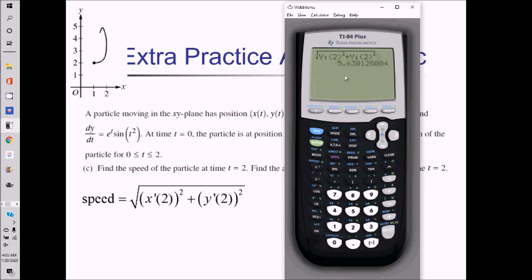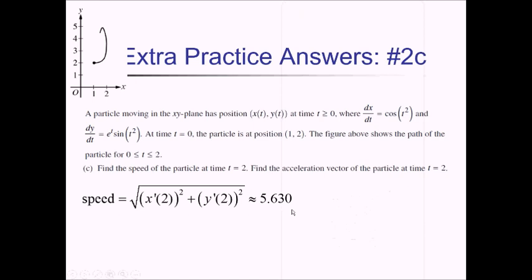That gives us a total of about 5.630. Next, for the acceleration vector, we've already got velocity, so we have to do acceleration by doing the derivative of x prime and the derivative of y prime, so x double prime of 2 and y double prime of 2. Since we already know x prime and y prime, we can take the derivative of those functions at a specific point without actually showing what x double prime and y double prime look like algebraically.